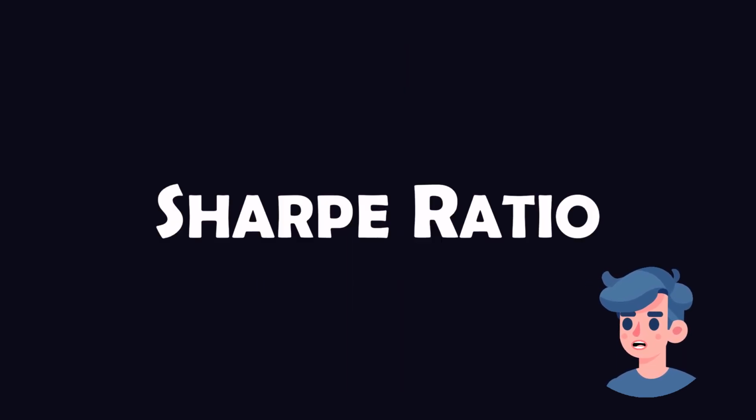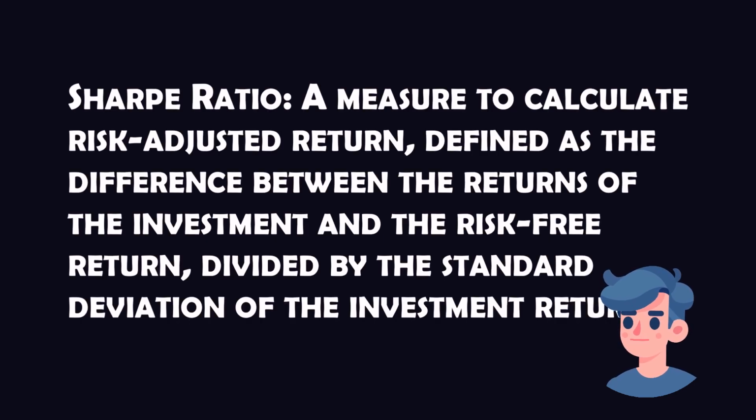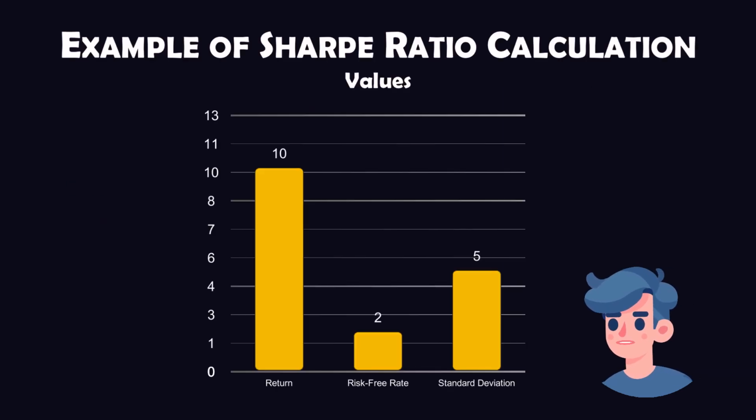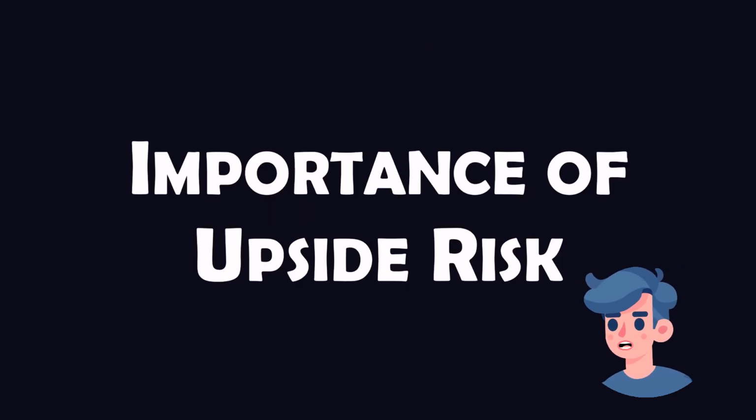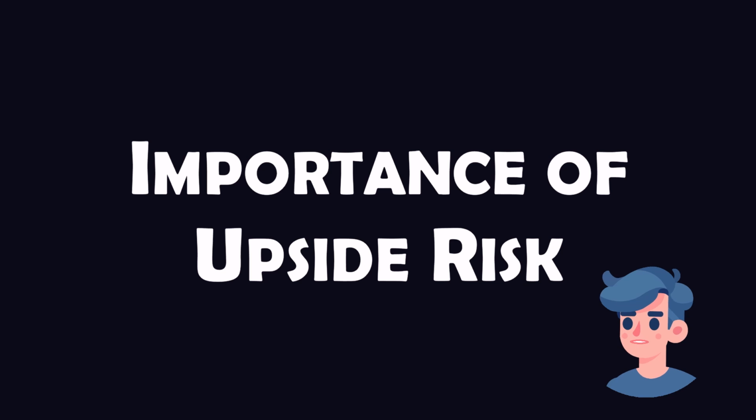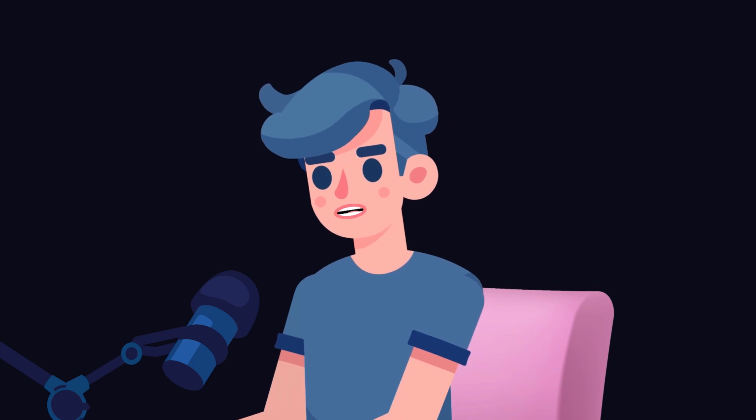Metrics like the Sharpe ratio can help evaluate upside risk. The Sharpe ratio measures the performance of an investment compared to a risk-free asset, after adjusting for its risk. For instance, if the expected return on an investment is 10%, the risk-free rate is 2%, and the standard deviation is 5%, the Sharpe ratio is calculated as follows. Understanding upside risk is vital for aggressive investors aiming for high returns, such as young professionals willing to take on more risk for potentially higher rewards.